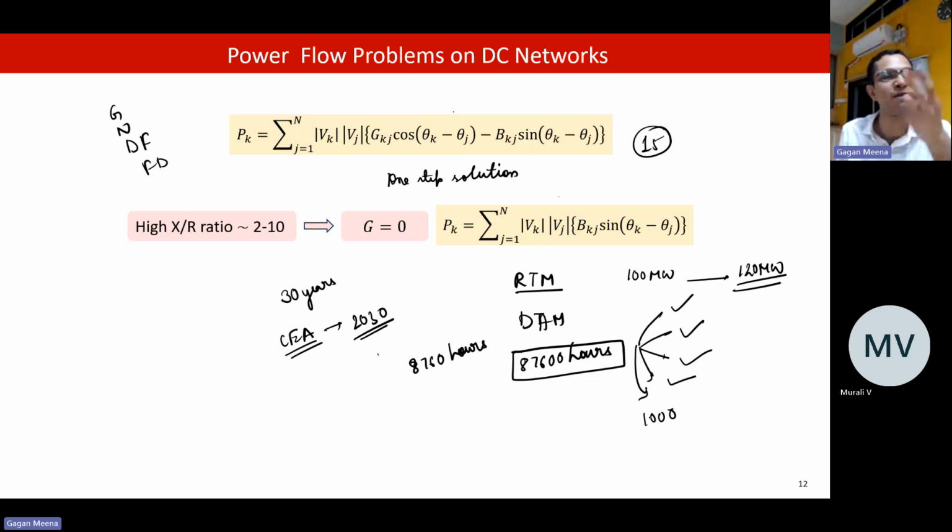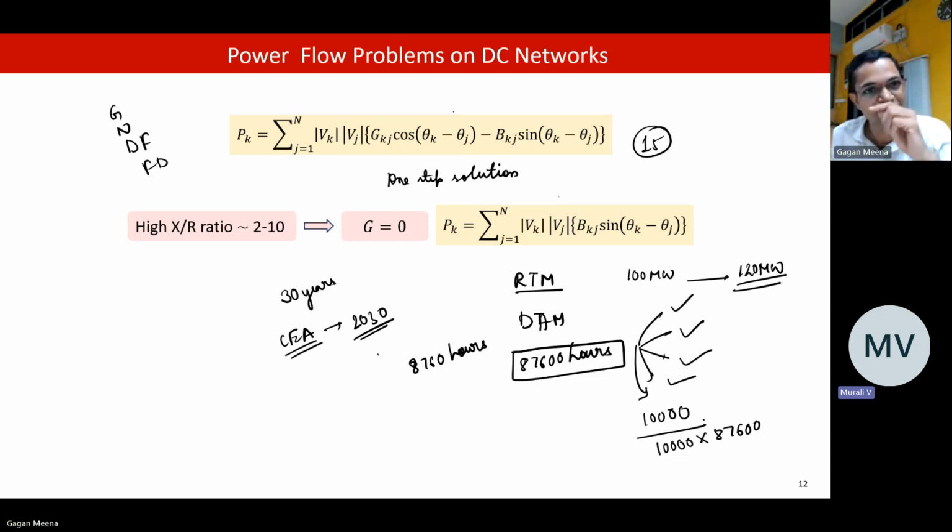For each bus, there will be one power balance equation, the nodal power balance. If 10,000 buses are there, there are 10,000 nodal power balance constraints. If 10,000 generators are there, 10,000 into 87600 constraints are there. So you can see what the problem size is here. Billions of variables and constraints are there. Solvers cannot handle this much. We don't have such solvers. The problem becomes intractable.